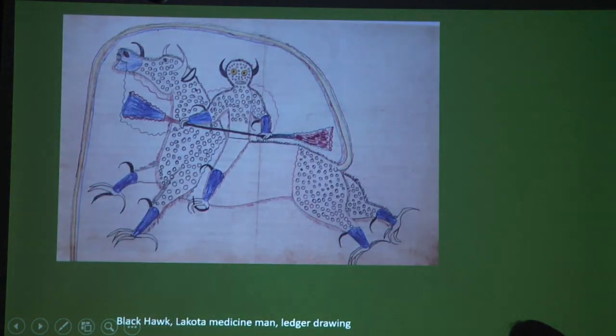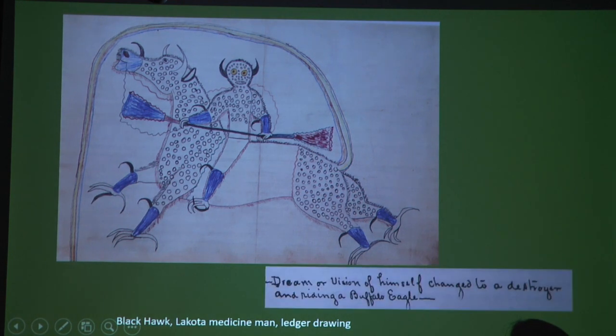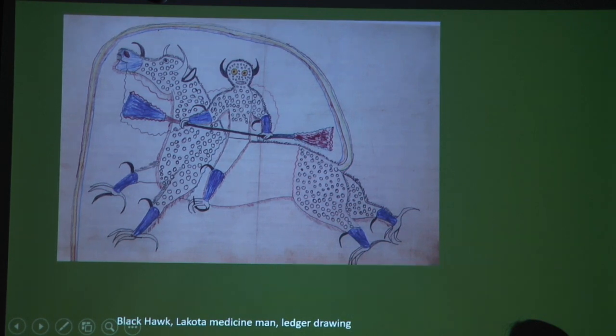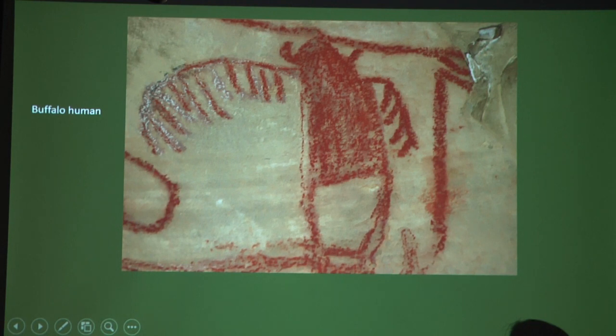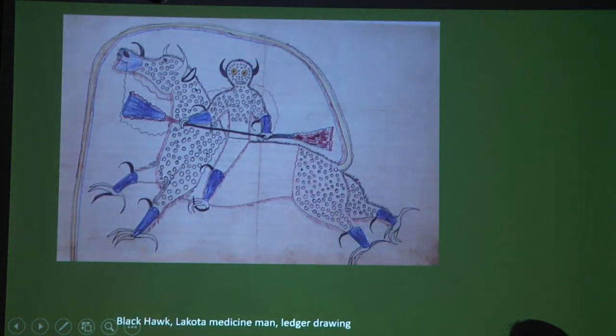So, in essence then, this one always reminds me of this ledger drawing. This is what he wrote on this: a dream of himself changing to a destroyer and riding a buffalo eagle. So we have this individual who had his vision, and he was in essence riding a buffalo eagle. Now it's different, but the whole notion is that his horse turned into a buffalo that turned into being able to fly like an eagle. So it doesn't make it too far out of line to suggest that this is a buffalo human who is flying, in a sense, if you understand how I put the two together in that kind of thinking.